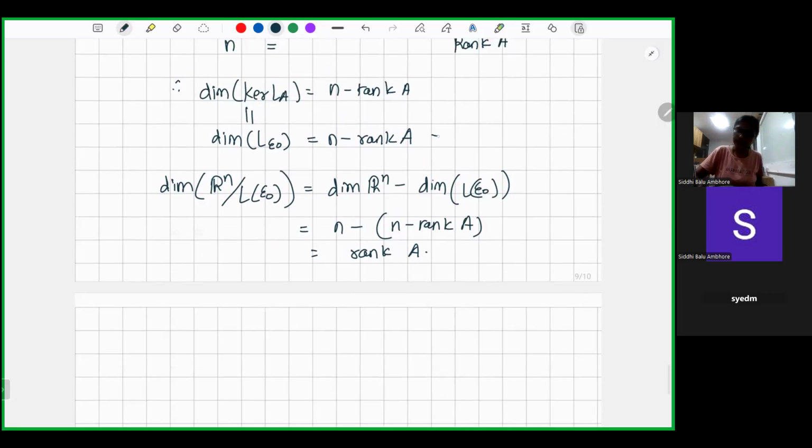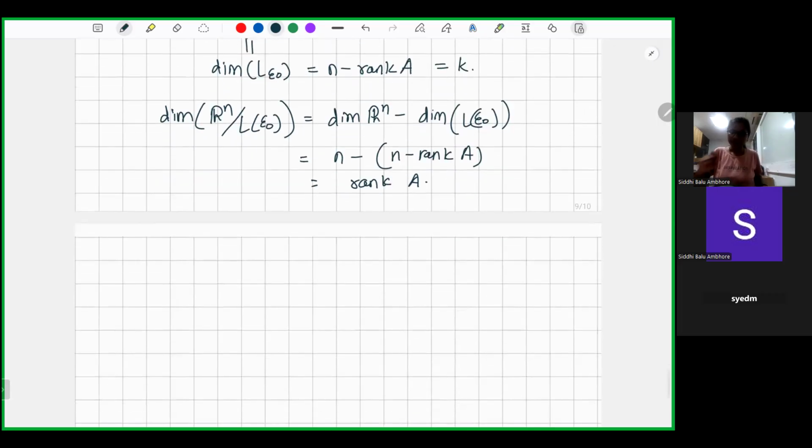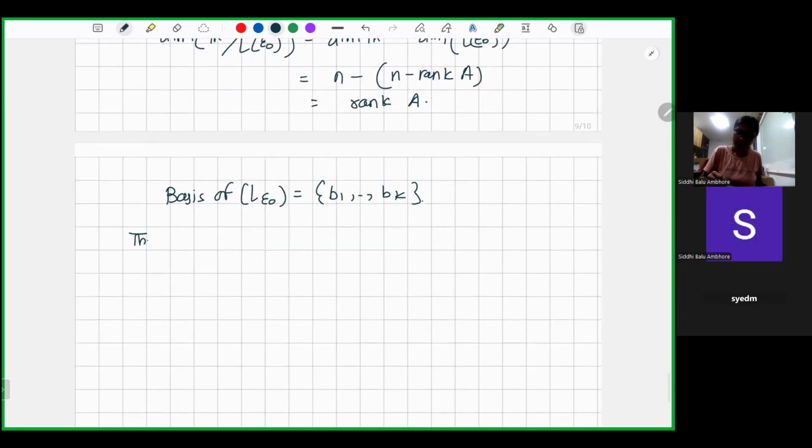So if we call this number k, and if the basis of L0 is the elements B1 to Bk, then the complement of L0 will be spanned by these n minus k elements, right? N minus k elements.